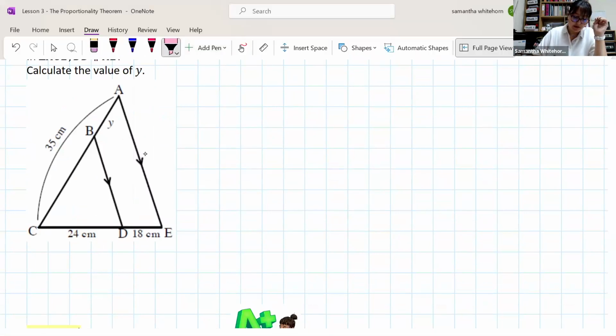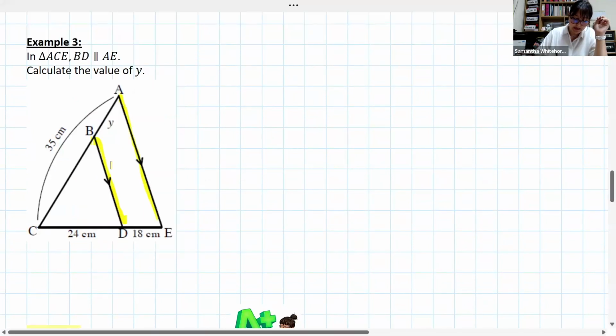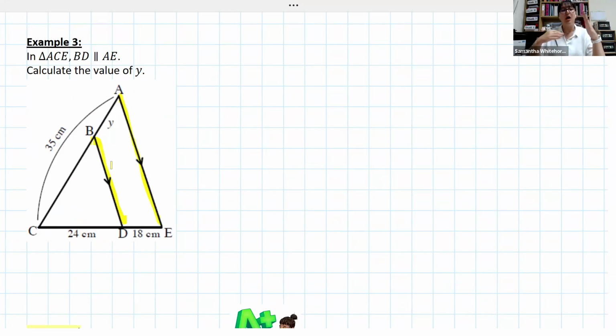So we've got our parallel lines, which are BD and AE. Now remember, the sides that you're working with in terms of your proportion are the sides that are being cut by that parallel line. So that would be AC and CE. AE does not feature here because AE is not being cut by any of my parallel lines. So it can't be cut proportionally because it's not being cut. Right, so that's my tangent.